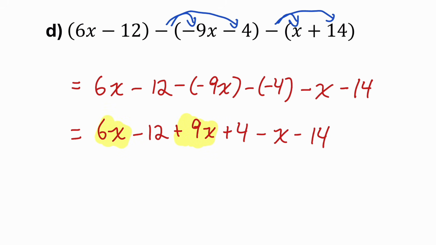6x, positive 9x, and negative 1x are all like terms. And then my constants, negative 12, positive 4, and negative 14 are all like terms. Let me rearrange them so like terms are beside each other.